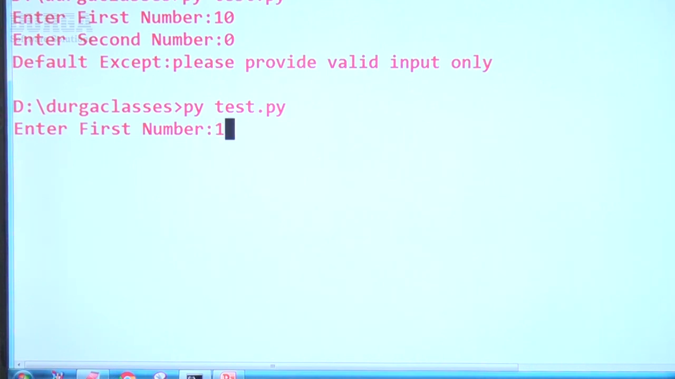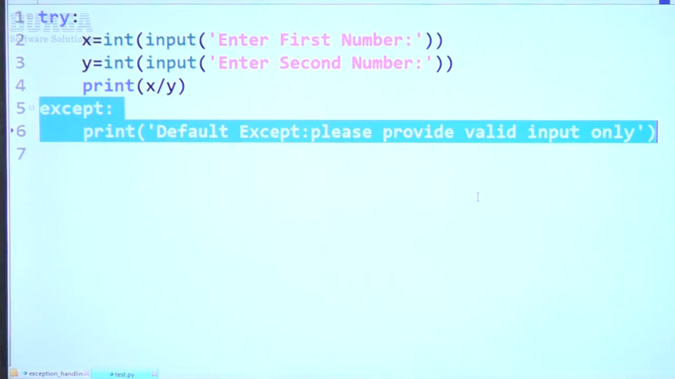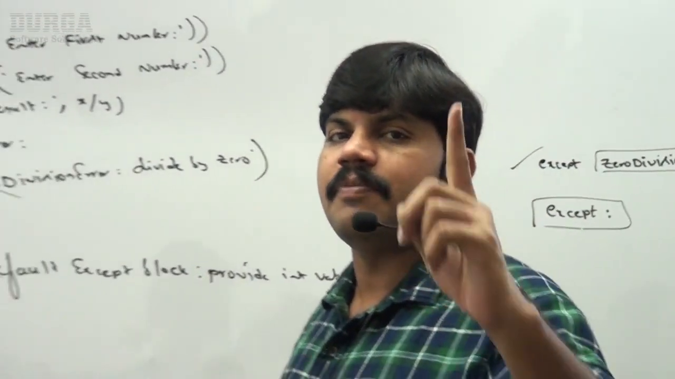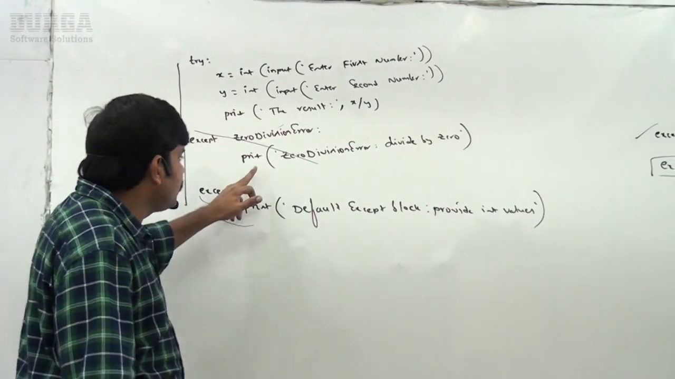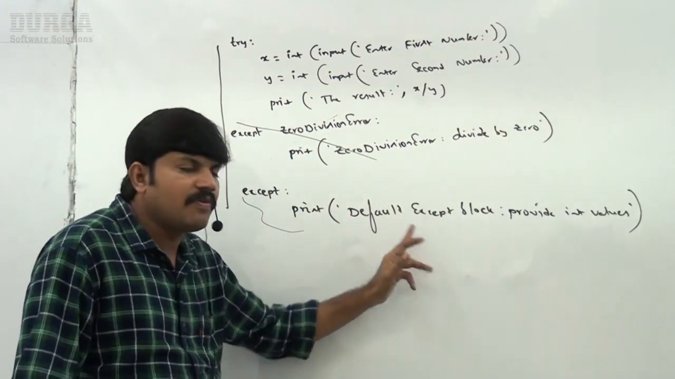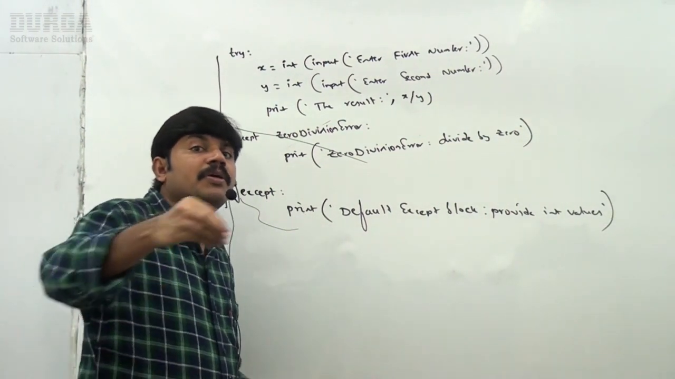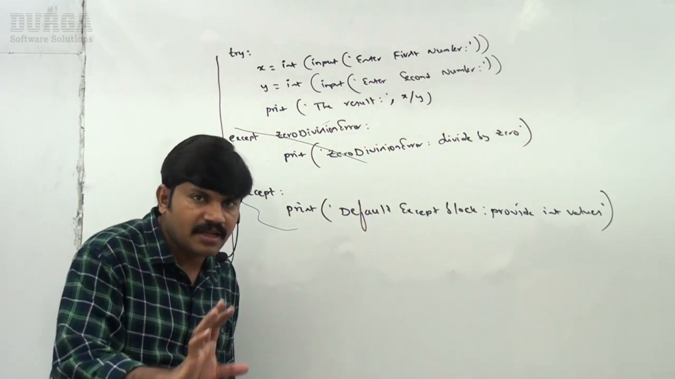Even for ZeroDivisionError, the same default except block executed. Enter first number 10, second number 2, and observe that for this also the default except block executed. So the default except block can handle any type of exception, no problem at all. Generally we just print the exception information to the console, because it is not related to any particular exception. This is the generic handling code for any type of exception.